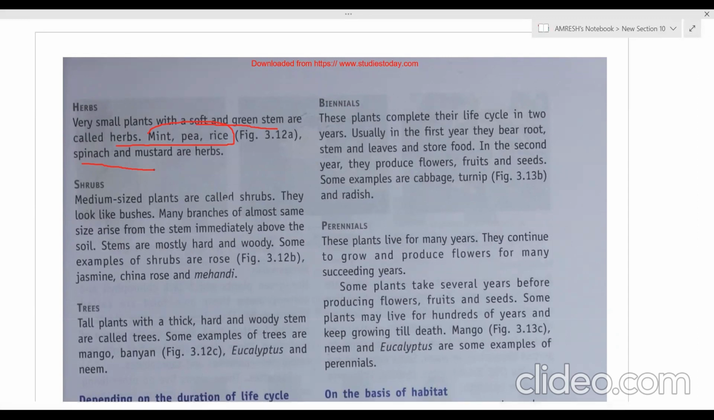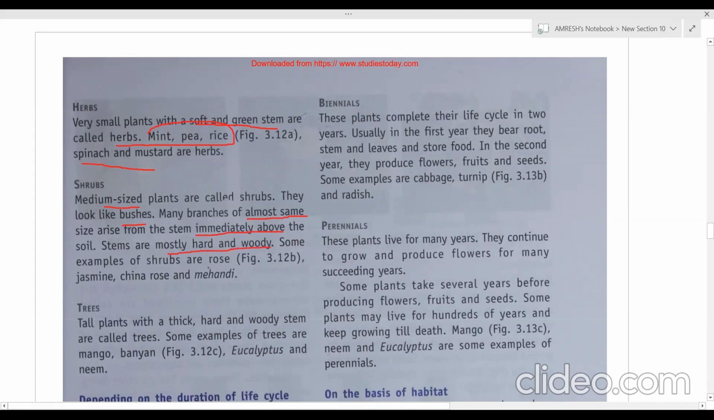Next are medium-sized plants, a little bit taller than the herbs, but shorter than the trees. They are the shrubs. They look like your bushes. Many branches of almost the same size arise from the stem immediately above the soil. The stems are mostly hardy and woody, a little bit hard and woody.